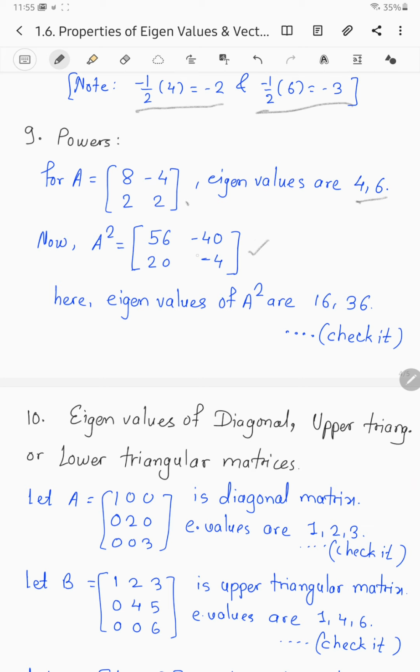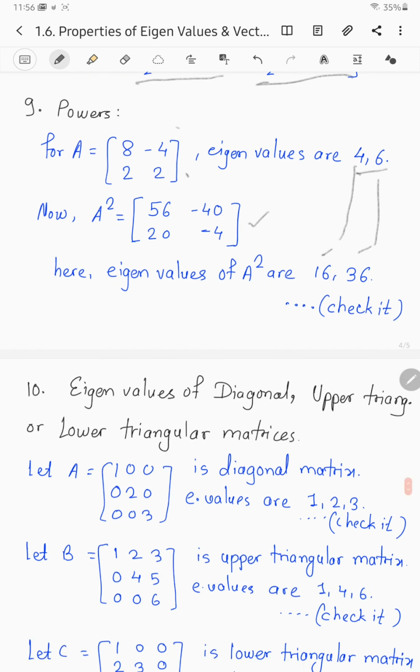If we find A square, obviously this matrix 8 minus 4 2 2 and 56 minus 40 20 minus 4 are different matrices. Eigenvalues of both matrices are different, but which are the eigenvalues? Eigenvalues of A square are 16 and 36. Now you can see that 4 square is 16, 6 square is 36.